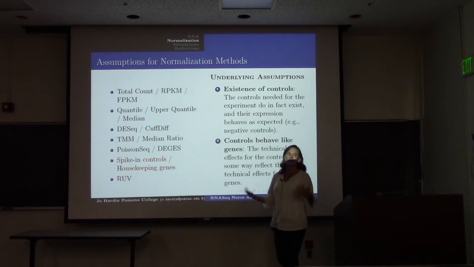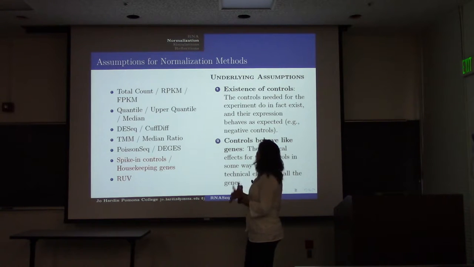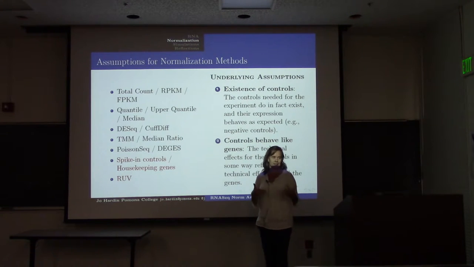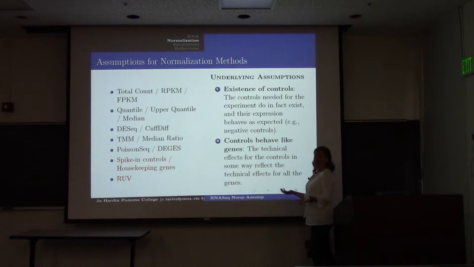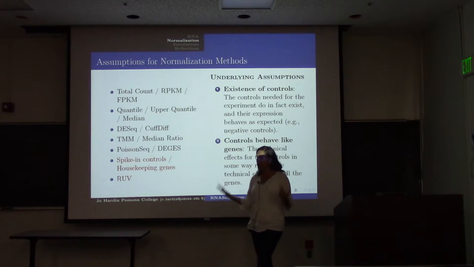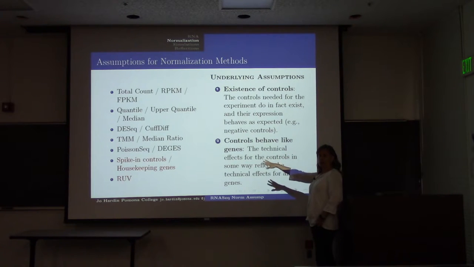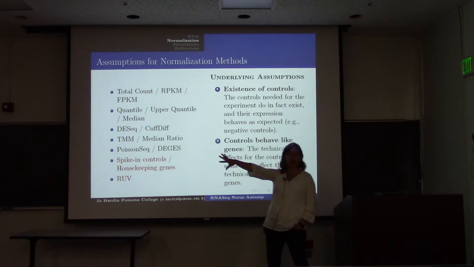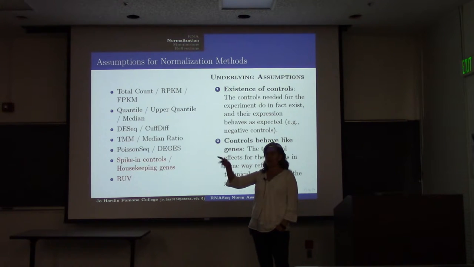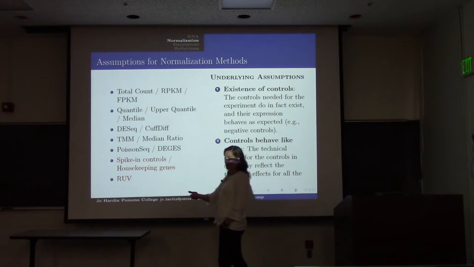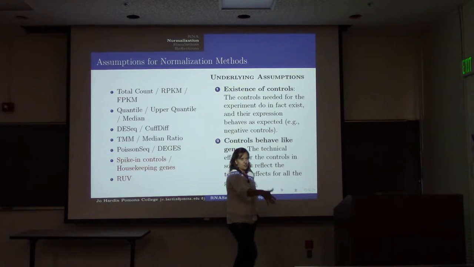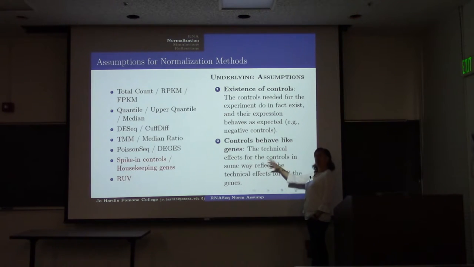Now, of course, there are lots of technical assumptions, or just underlying assumptions, with respect to controls and spike-ins. The controls have to exist, right? It's not always true in every single experiment that you can just put controls in. And they have to behave as expected. So for example, in that previous slide, in experiment B, the purple has to be the same expression level as it was in condition A. Right, so if it's a negative control, that means that there's nothing about experiment B which is causing upregulation or downregulation.